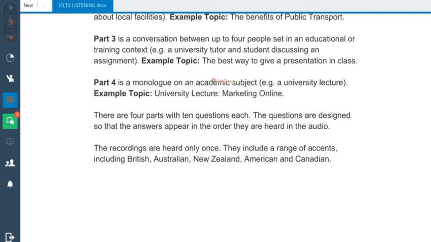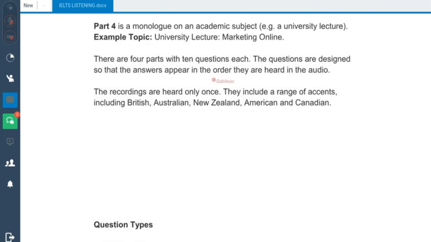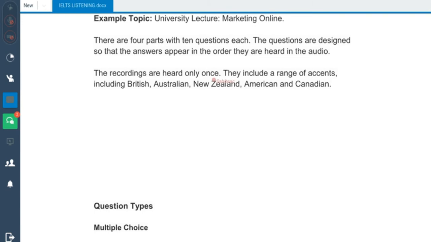Remember that there are 4 recordings with 10 questions each. Yes, each of the recordings will have 10 questions, which means that there will be 40 questions in total in the listening section. You also need to know that the questions in the listening section are designed so that the answers appear in the order that they are heard in the audio.